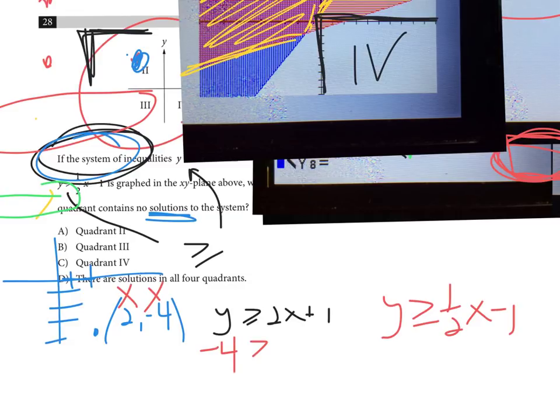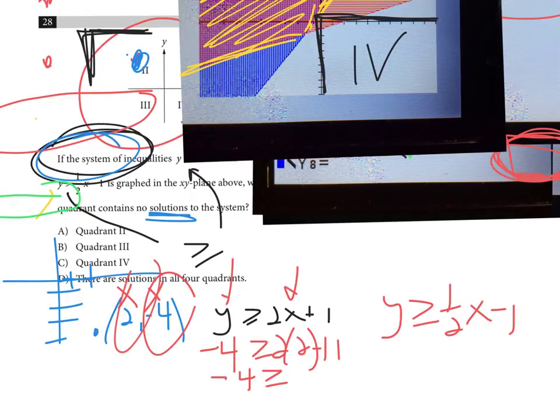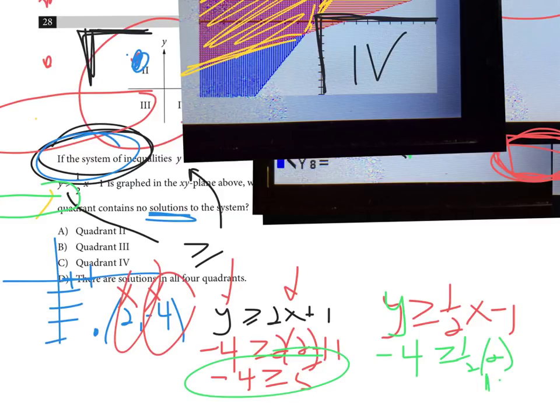If I plug in those values, I'm looking for no solution. I'm looking for two false statements. -4 is bigger than or equal to, because that's my y, -4 is bigger than or equal to 2 times x, 2 times 2, which is 4, plus 1 or 5. This is not true. -4 is not bigger than or equal to 5. And here I have y, -4, bigger than or equal to 1/2 times 2. 1/2 times 2 is 1. Take away 1. And 1 minus 1 is 0. -4 is not bigger than or equal to 0. So that's why in quadrant 4 there is no solution, either graphically or algebraically. I wanted to show you the graphing feature of the calculator for when it appears on future SAT questions.